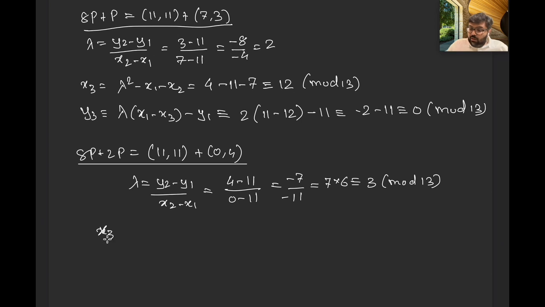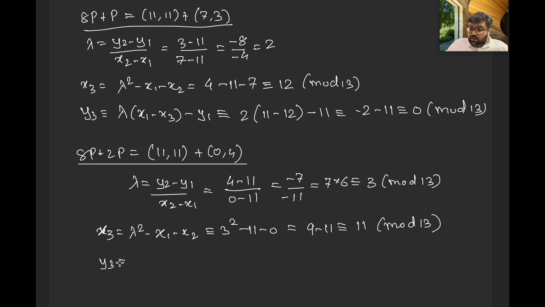And x3 is lambda square minus x1 minus x2. So this is 3 square minus 11 minus 0. So 9 minus 11, which is minus 2, which is again 11 mod 13.